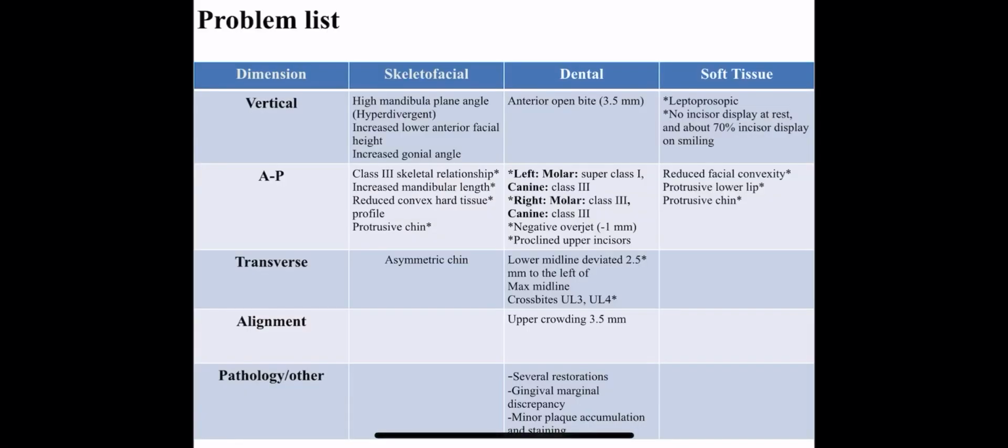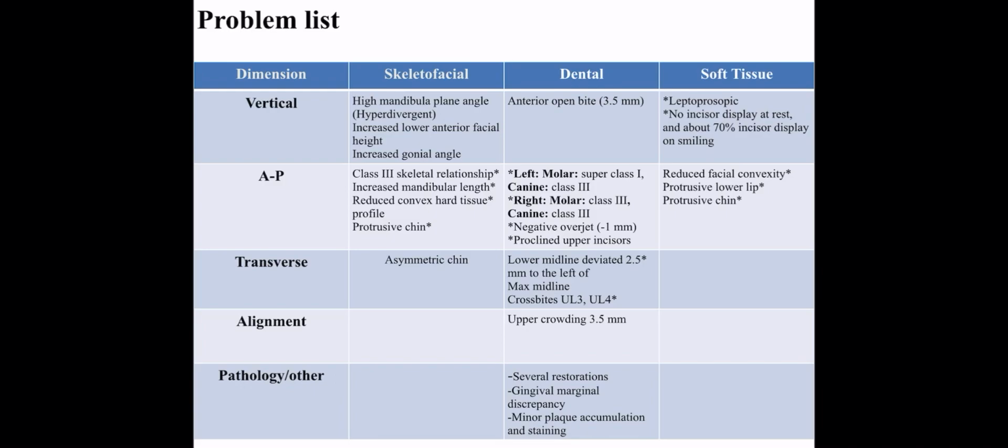Problem list. Vertical dimension. Skeletal, he has high mandibular plane angle, increased lower anterior facial height, increased gonial angle. In dental, he has anterior open bite 3.5 millimeters. Soft tissue, he has leptoprosopic, no incisor display at rest, and about 70% incisor display on smiling.